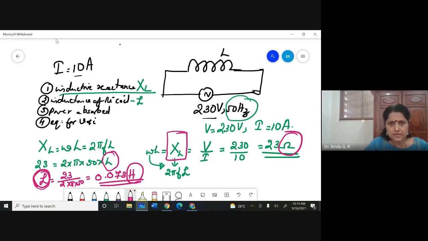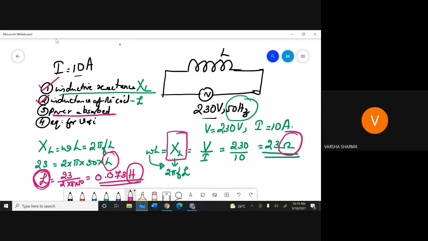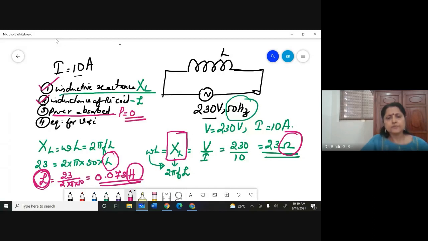Now, the third question, power absorbed. Tell me the answer, someone. Zero. Power absorbed is 0. Though that question is asked, remember, it's a purely inductive circuit and power absorbed is 0. Power just flows towards the inductor's magnetic field and goes back to the source. No power is absorbed, no power is dissipated, no power is utilized, if I may say so.